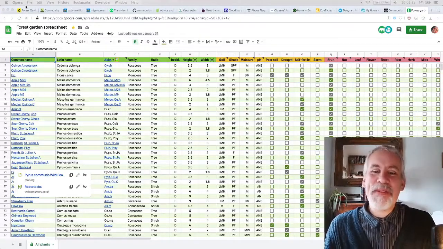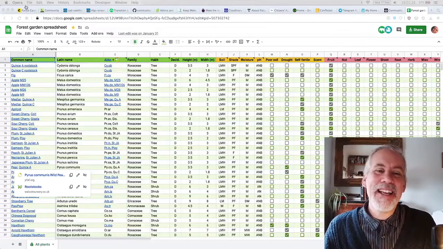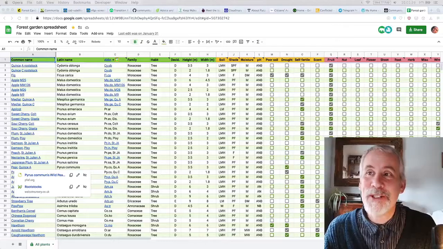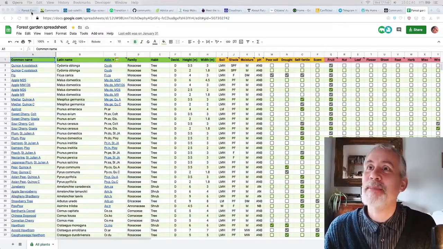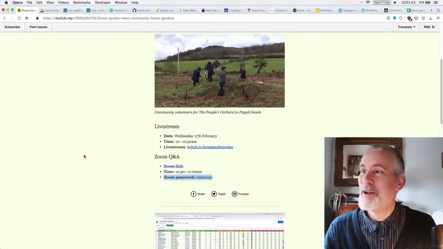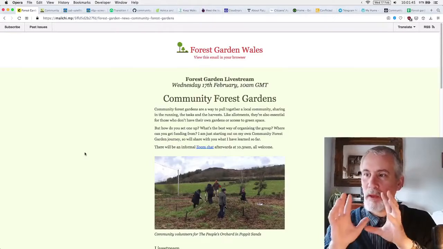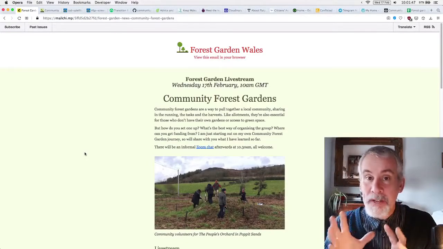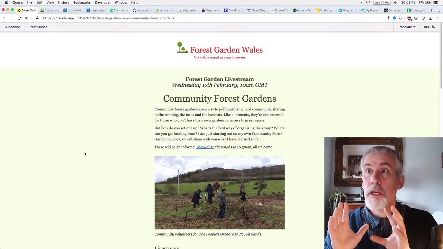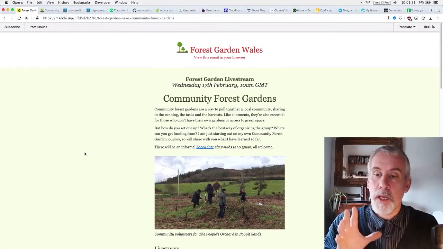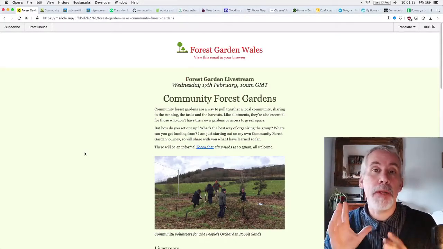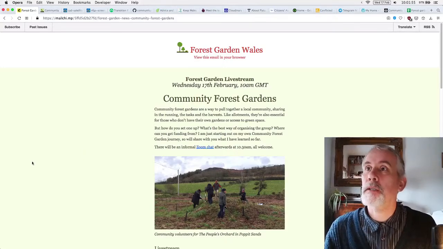Today I'm talking about community forest gardens. I have got so much to talk about, I think my head might explode. Just a bit of background first of all. I have been working on an eco home development in West Wales, so I'll show you a picture.